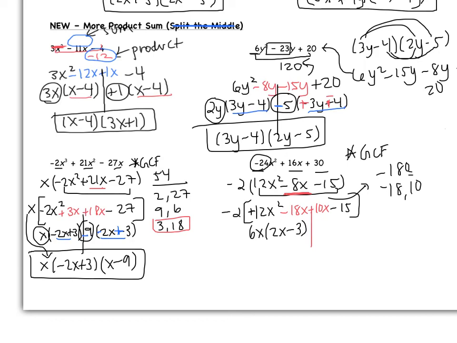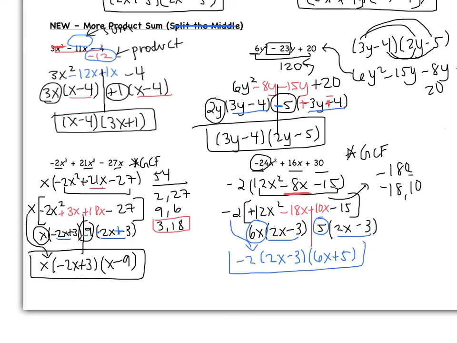Out of 10x and -15, I can factor out a 5. They both don't have an x, so I can't factor out an x. This leaves me with 2x subtract 3. My parentheses match, which is good. So that's one factor. The other factor is what I took out. 6x add 5. We got to make sure we bring down that GCF. So that's the final answer.